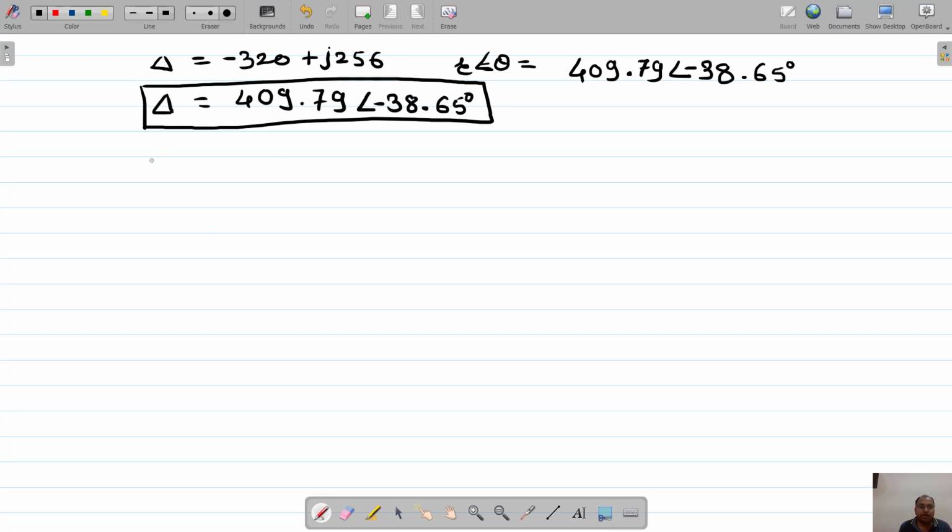Okay, now we are going to find out delta 1. Okay, so let us find out the delta 1.